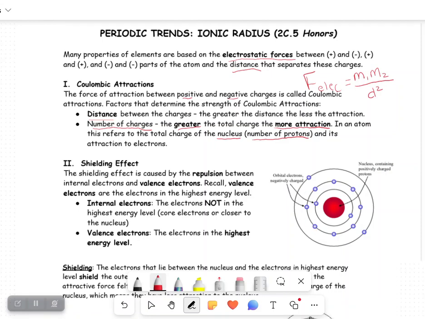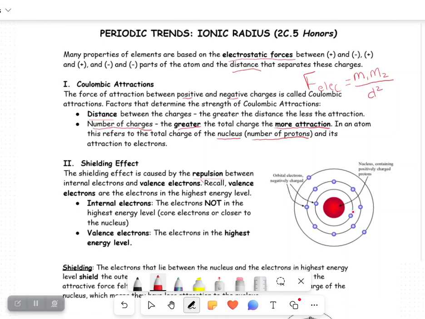Okay, the shielding effect. The shielding effect is caused by the repulsion between internal electrons and valence electrons. Okay, so recall that valence electrons are the electrons in the highest energy level. So let's look at this depiction of an atom. This is considered a Bohr model because we see that the electrons are in these nice circular orbitals around the nucleus. In reality, it looks a little bit different. It looks more like a cloud, but for illustrative purposes, this works.